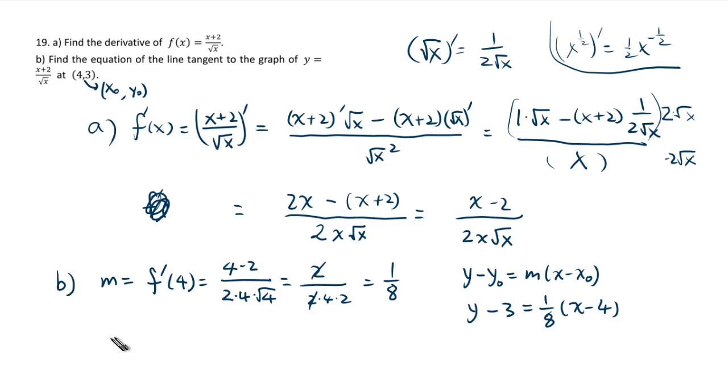Now let's simplify this to get the slope intercept form. It's going to be 1/8 x, and 1/8 times -4 is -1/2, right? And because you have to add 3 to both sides, that gives you y equals 1/8 of x. 3 is 6/2, 6/2 minus 1/2 is 5/2. So that's the answer.